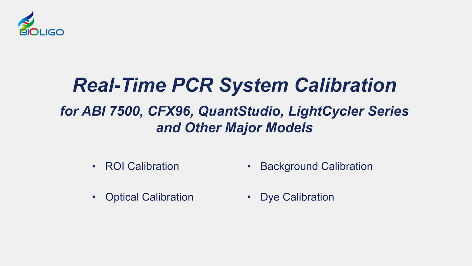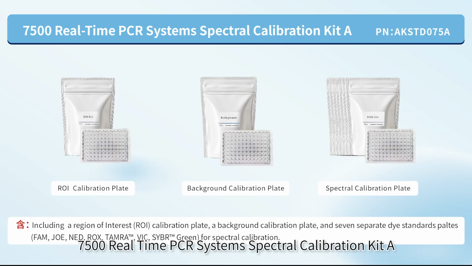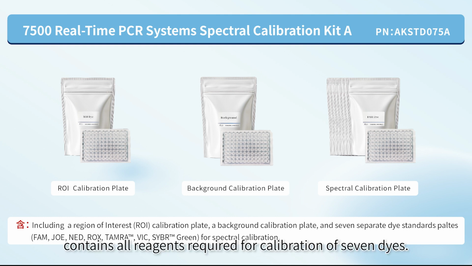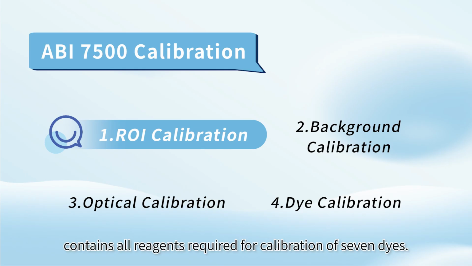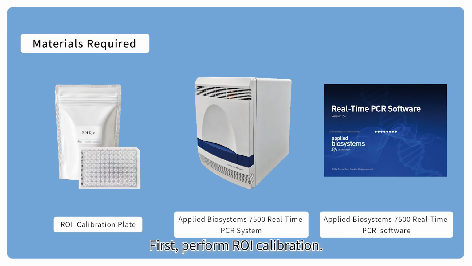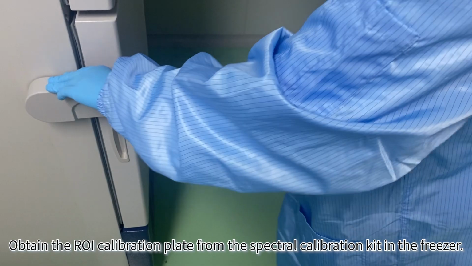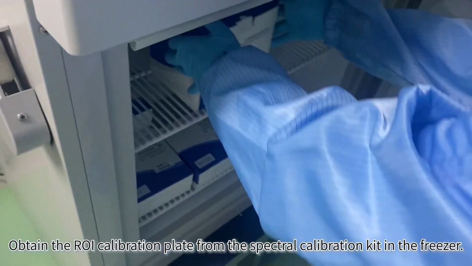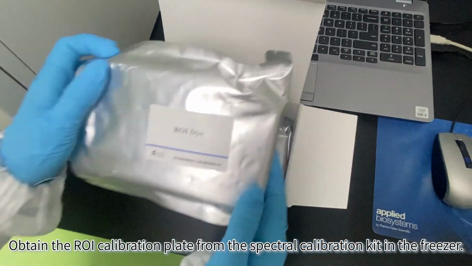Real-time PCR systems require regular maintenance to avoid experimental data bias. 7500 Real-Time PCR Systems Spectral Calibration Kit A contains all reagents required for calibration of 7 dyes. First, perform ROI calibration. Obtain the ROI calibration plate from the Spectral Calibration Kit in the freezer.